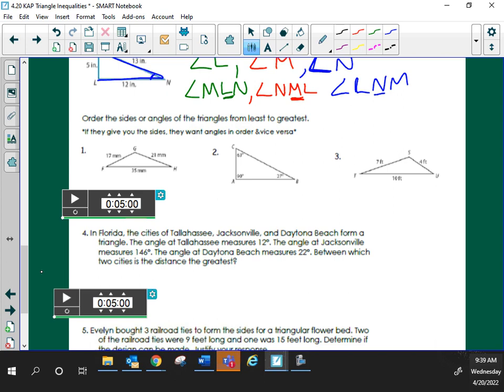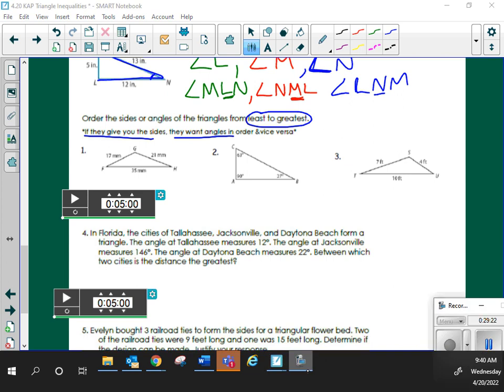So something to keep in mind. We want to order all these from least to greatest, but remember, if they give you the sides, they want the angles. If they give you the angles, they want the sides. Okay, they always want the opposite of what's given. So take a few minutes, pause and play.